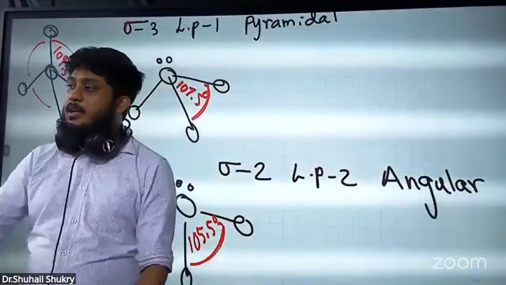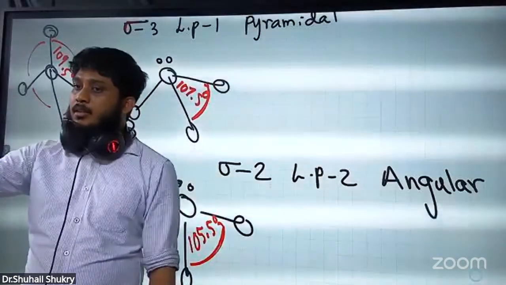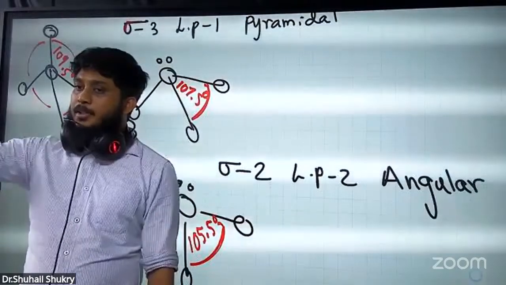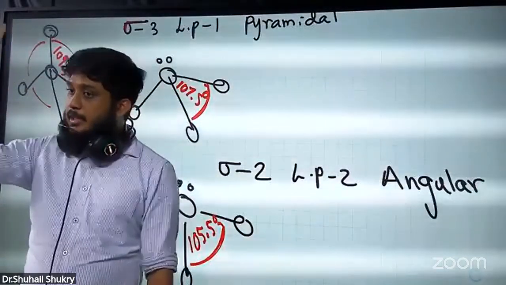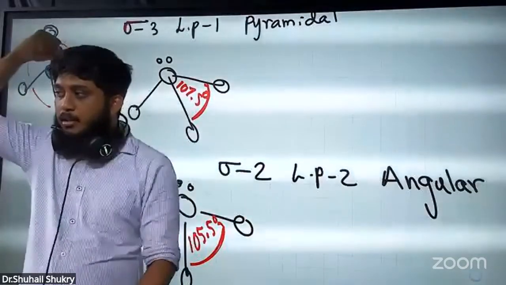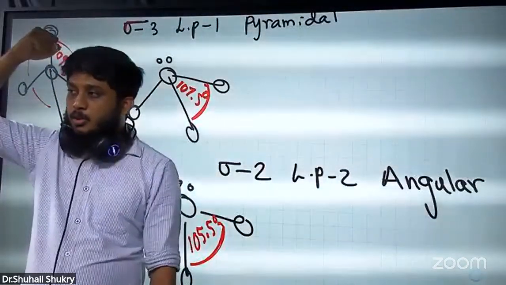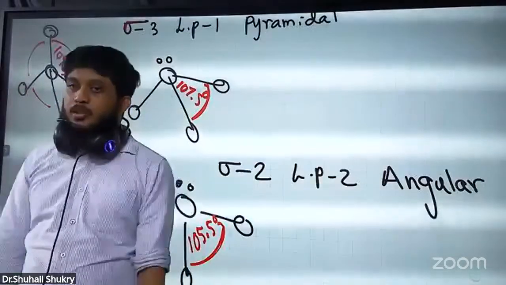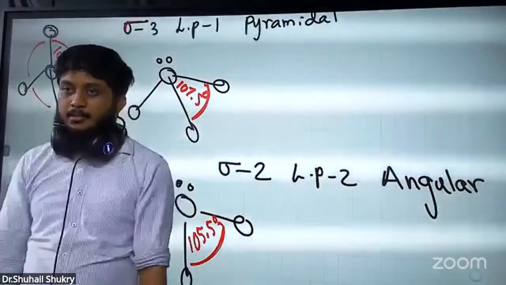If someone says sigma 2 and lone pair 1, you have to ask how many repulsion units are there altogether. 3 units. 3 means it's trigonal planar. From trigonal planar, when they remove 1, only then you get sigma 2 and lone pair 1. What is the shape? Angular. Can you all understand what I am telling?